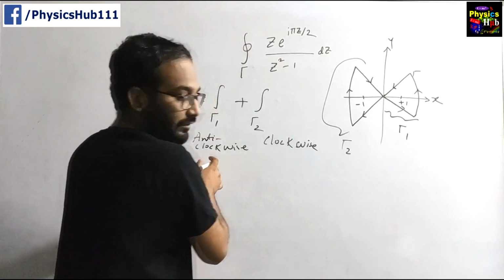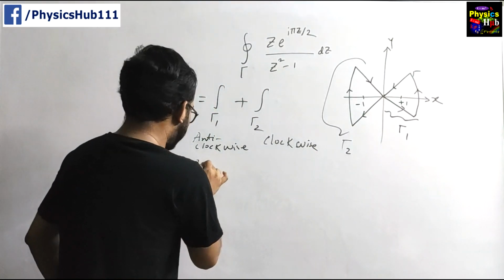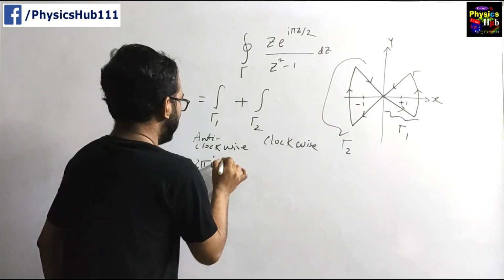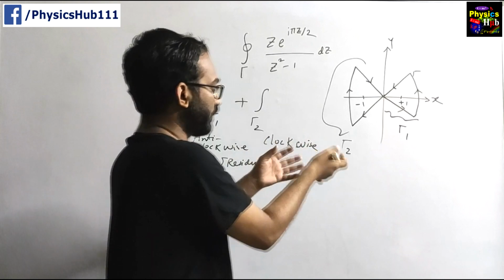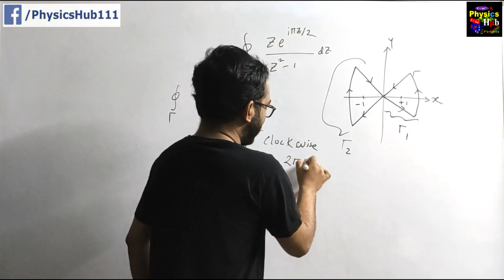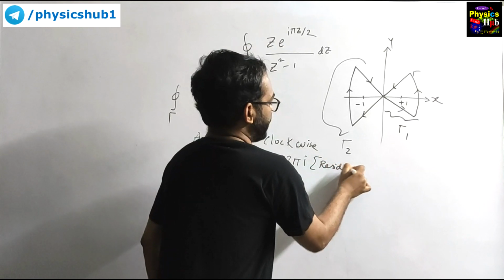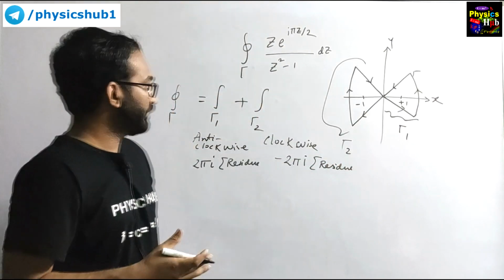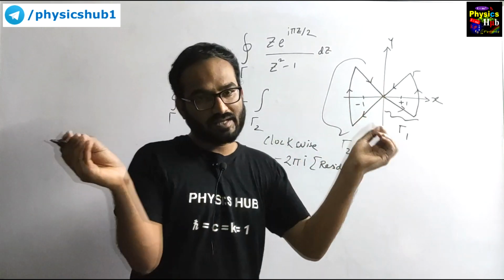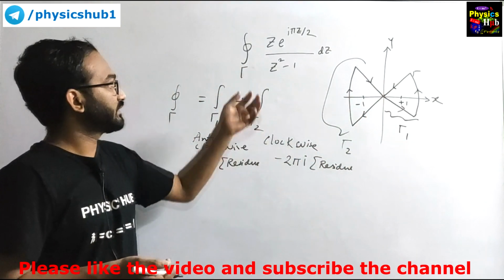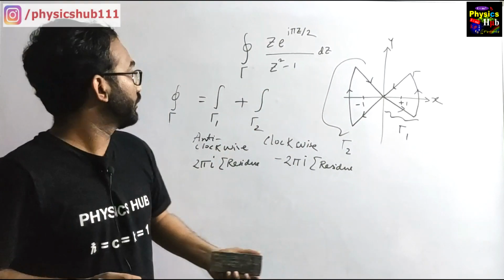For anti-clockwise, Cauchy's residue theorem says the formula will be 2 pi i into the sum of residues. When it is in a clockwise sense, the formula will be minus 2 pi i into the sum of residues. So we will calculate both integrations separately and add them up, then we will get the desired answer. So what is the way to find the pole first?